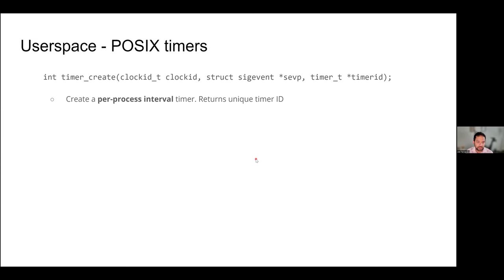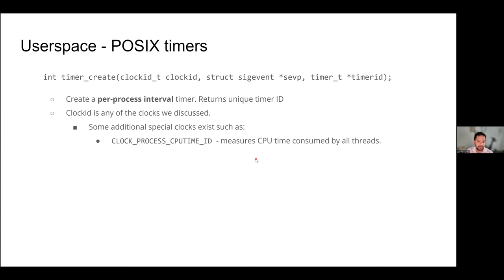And this is a per process interval timer. So you get a unique timer ID, and that timer is common for all the threads in the process. It's per process. And there are some additional clocks other than the ones we discussed that you can pass to clock ID here for timer_create.